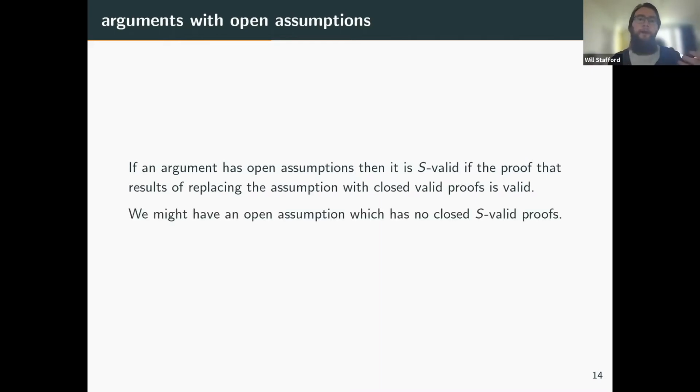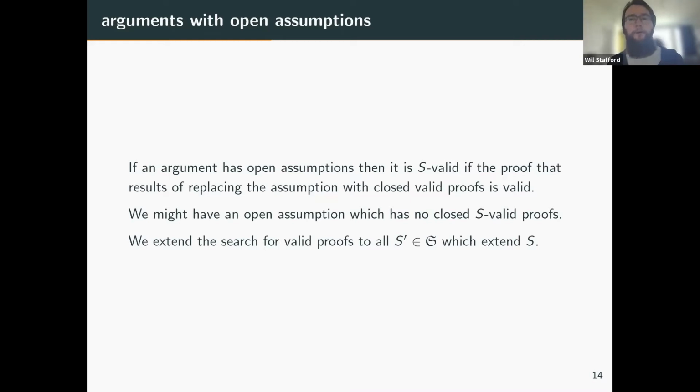Okay, but wait, what if we can't find any proofs of our assumptions, particularly closed S-valid proofs? We might have this problem, and this is where the fact that we have a proof-theoretic system is going to come into play. Instead of just checking for closed S-valid proofs, we're in fact going to search for valid proofs in any atomic rule system S prime in our proof-theoretic system that extends S. It might be that we need to add in some extra atomic rules, and so we're going to be able to do that.